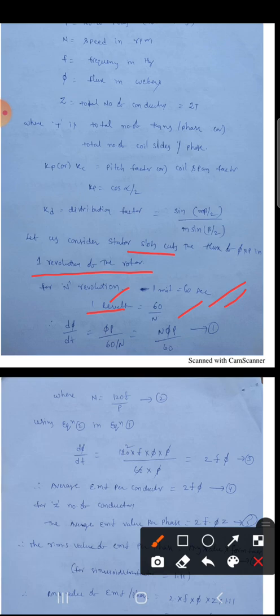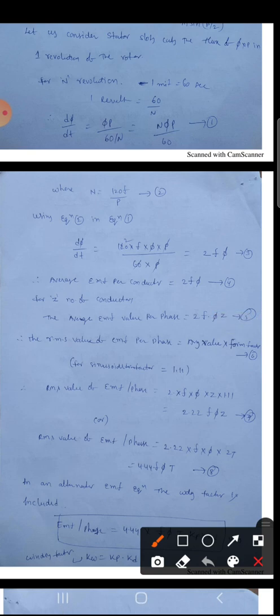Therefore d phi by dt is equal to phi p by (60 by N), which is equal to, by multiplying this N into the top, N into phi p by 60. Now we get N is equal to 120f by p. Let us consider this as equation 1 and this as equation 2.